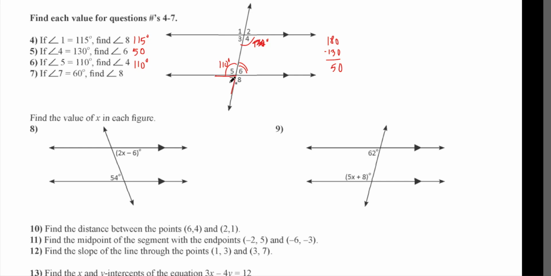So look at 7. What's 7? It's acute. What's 8? It's obtuse. So if the obtuse angle is 110, every single obtuse angle in this situation is 110. So that's 110, so is 4, so is 5, so is 8. With me? All right.